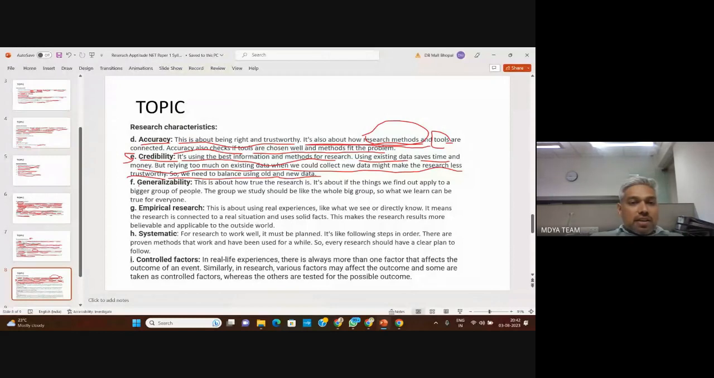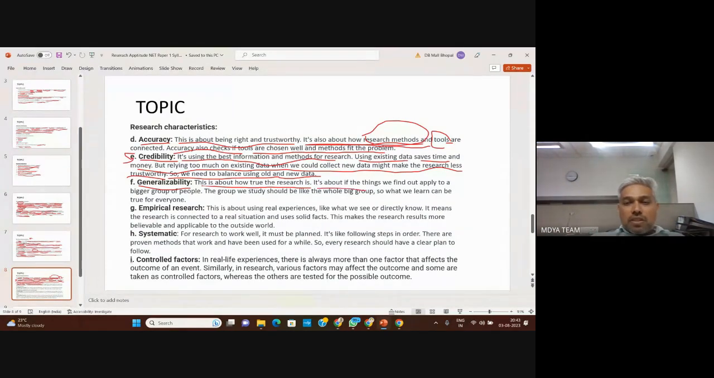So the sixth characteristic of research is generalizability. Generalizability is about how true the research is. Means when you conducted your research, the result has come, your hypothesis has been accepted. Now you will give it for the benefit of the general people, the general public. So that is what generalizability is.